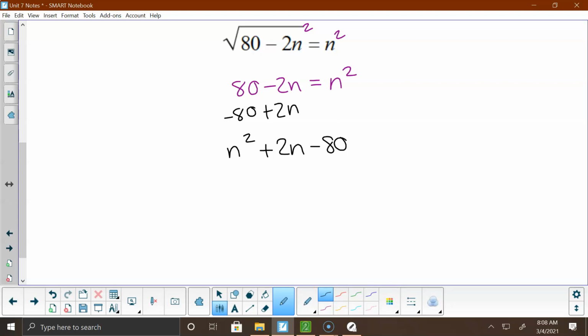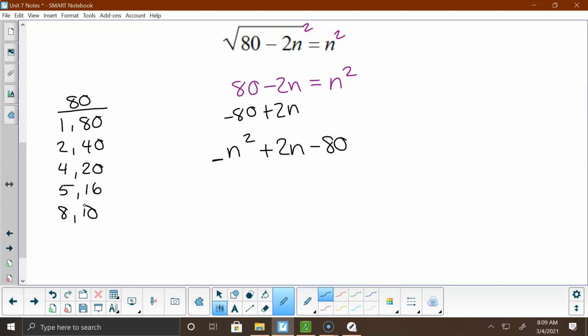Do we want to refresh the factoring? Yeah. So once you get to this point, you're normally doing whatever is in front of n squared times your c value, which is just 1. And then I'm looking at all of my factors of 80. So 1 and 80 I know is not going to help. 2 and 40. 3 I don't believe goes into 80. 4 and 20. 5 and I think it's 16. 6 go into 80? No. 8 should. So that's 8 and 10.